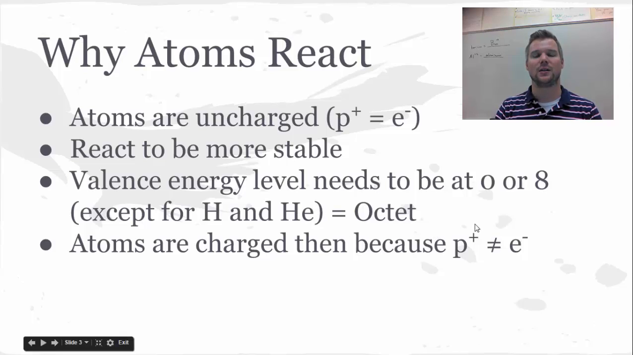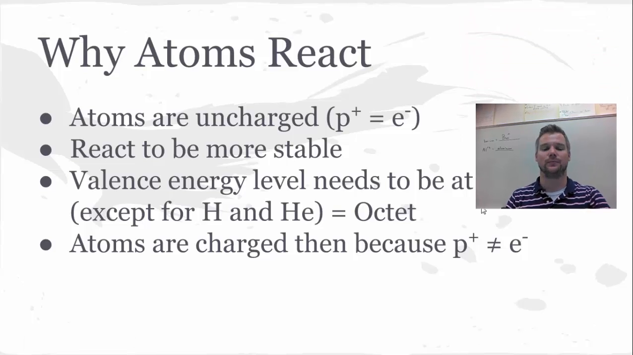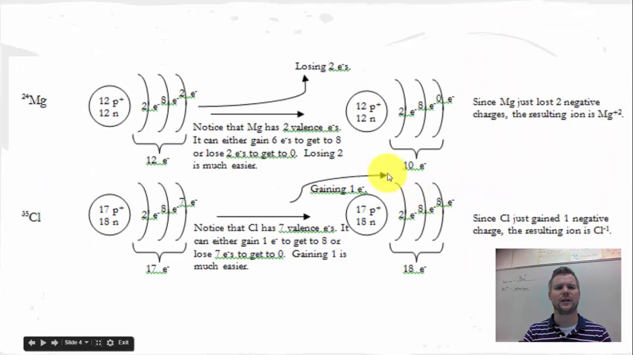When the protons and electrons are no longer equal, that's when that charge happens because the pluses and minuses don't cancel. So it looks like this. For example, in magnesium, there are 2 valence electrons, and it's easier to get rid of those 2, to dump those 2, and those 2 will leave magnesium, leaving it at 0 in that outermost energy level. What actually happens is the next energy level ends up having 8, which is a more stable way for that atom to exist. On the other hand, chlorine has 7 valence electrons. It's easier for an electron to come in from a different atom in order to make 8 valence electrons.